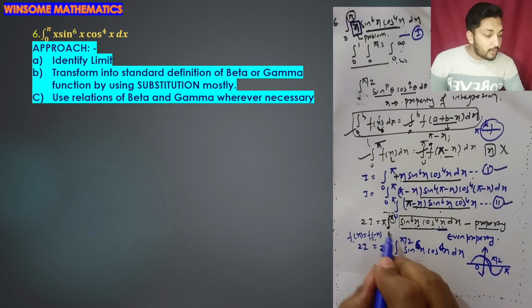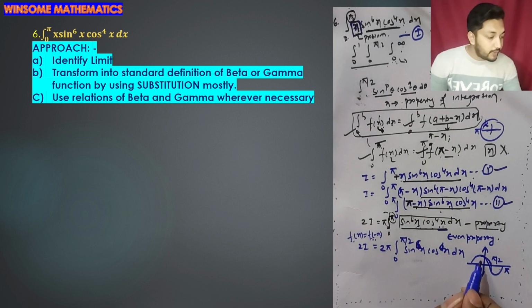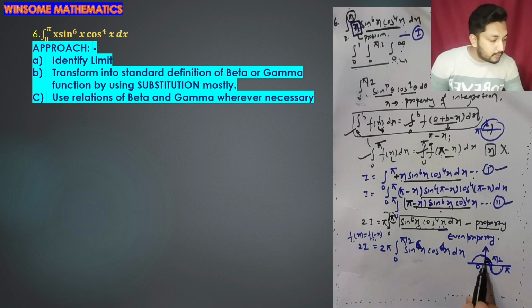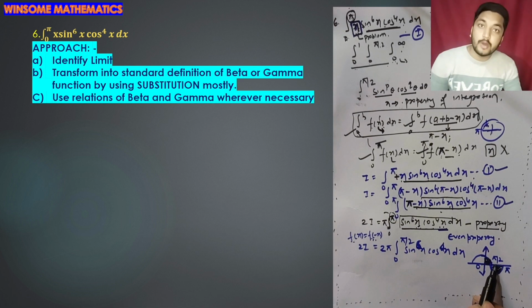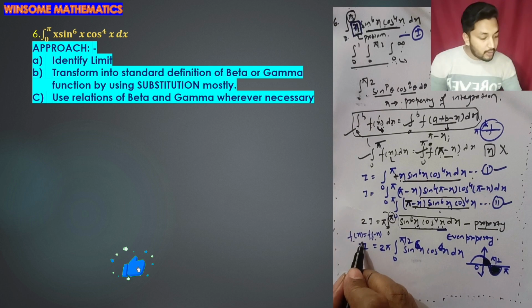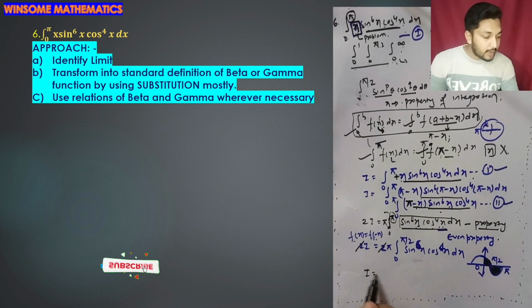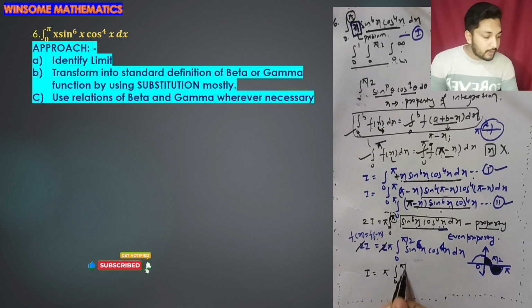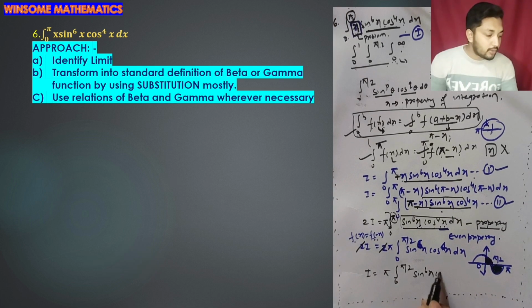What was our integration? 0 to pi. We need to find the area of all the shaded region, but we found only 0 to pi by 2. Why? Because an even function is symmetric about that, so this area and this area are the same. That's why we only found this part and multiplied with 2, so as to get all the area. This is the concept. Now 2 is cancelled with 2 and I is equal to pi, 0 to pi by 2, sine 6x and cos 4x dx.